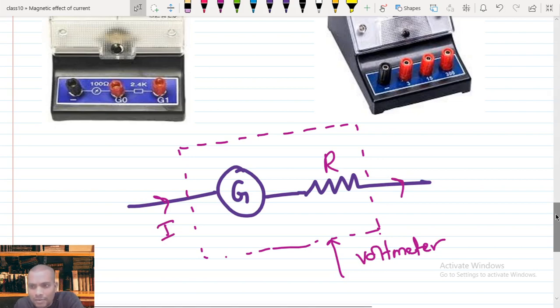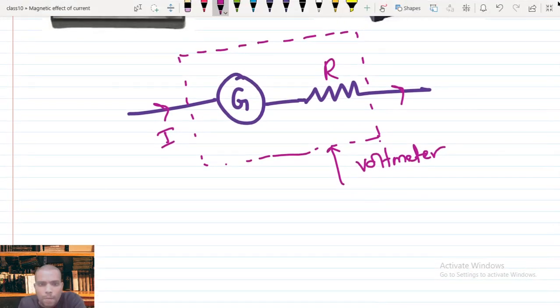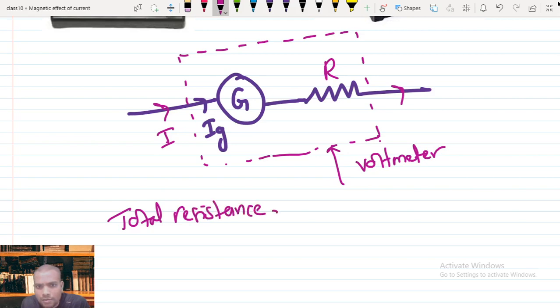So how can it be converted? Let us take the same. Now, if I suffix G is the current in the galvanometer, I suffix G is the galvanometer current, we need to find what is the resistance to be added here. Okay, now for that, what is the total resistance? Total resistance equals galvanometer resistance plus series resistance, which is R.